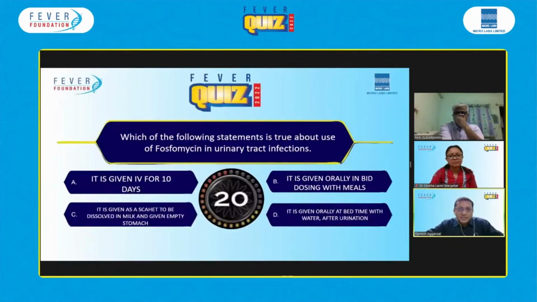So the next question on your screen is: which of the following statements is true about use of fosfomycin in urinary tract infections? A, it is given intravenously for 10 days. B, it is given orally in BD dosing with meals. C, it is given as a sachet to be dissolved in milk and given on an empty stomach. Or choice D, it is given orally at bedtime with water and after urination. And your time starts now.